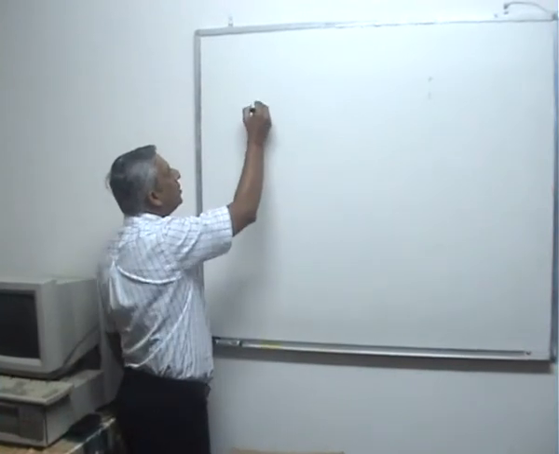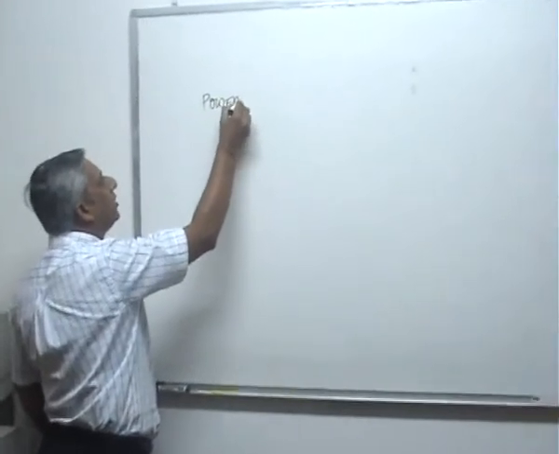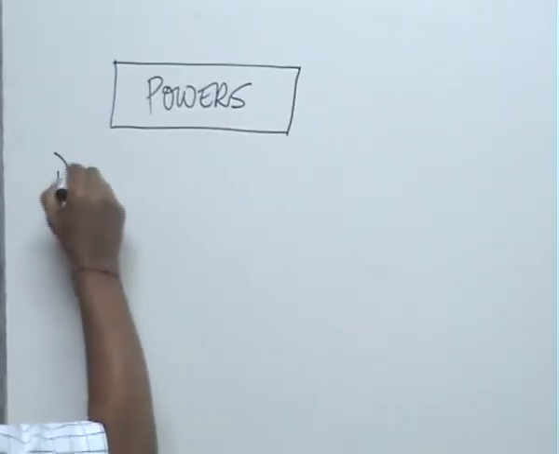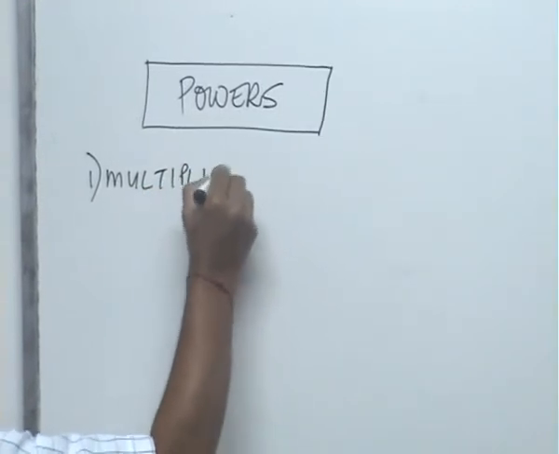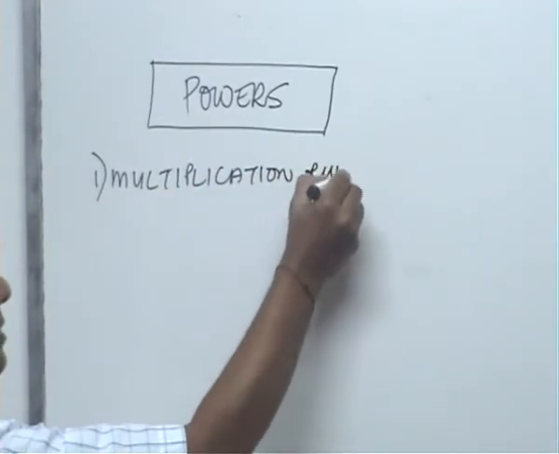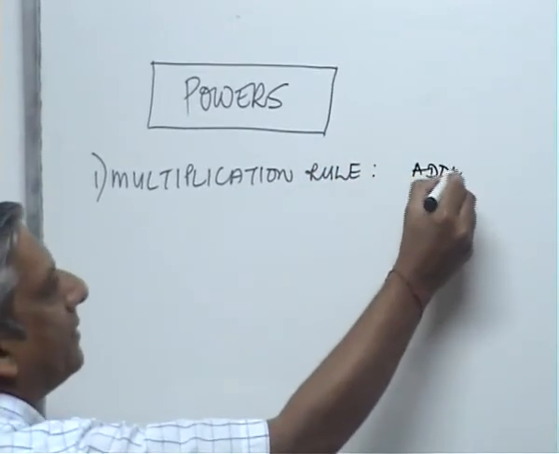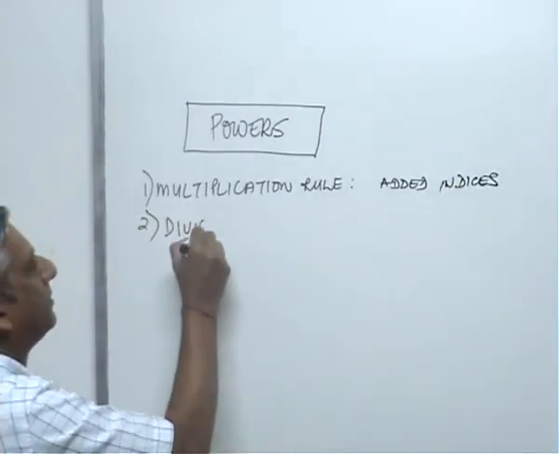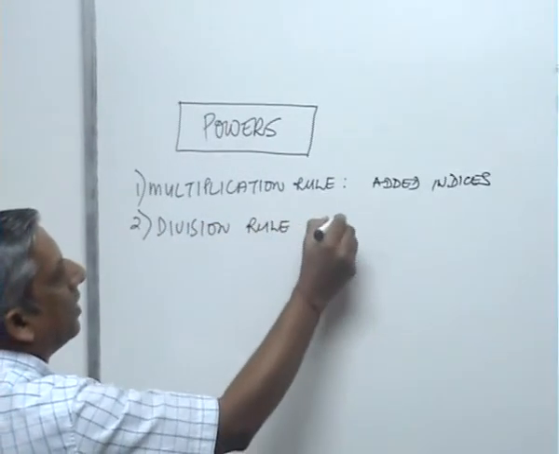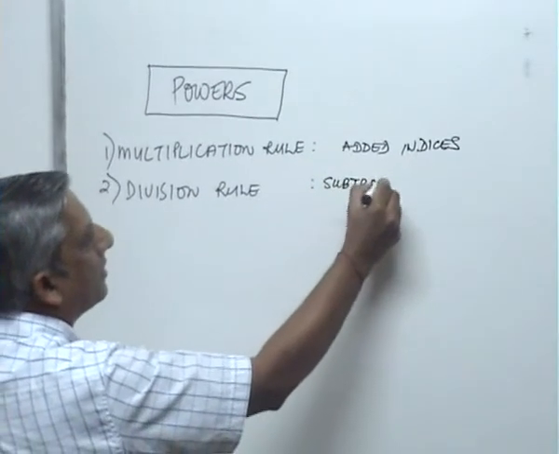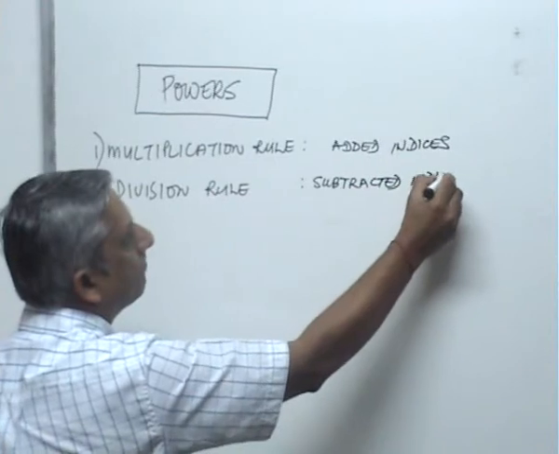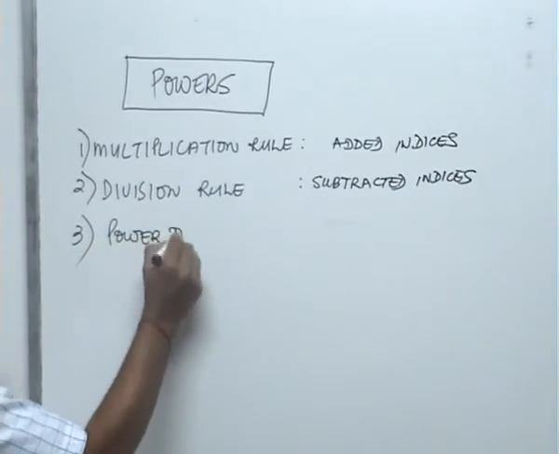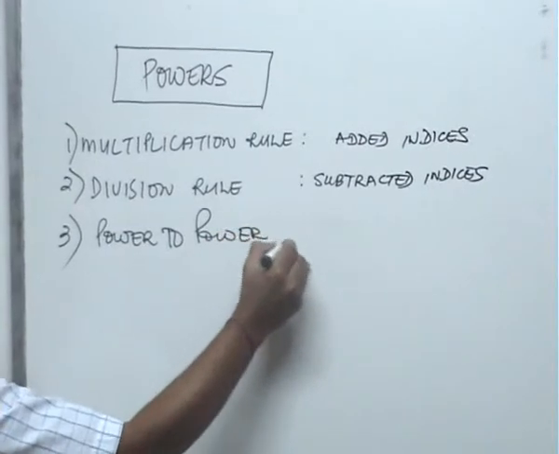Alright, now we're moving on to another section, or at least another rule, still dealing with powers. So earlier on you learnt the multiplication rule. Number 1, the multiplication rule, where you added the indices. Then we did the division rule, where you subtracted the indices. Now we come to rule number 3, which is called power to power rule.